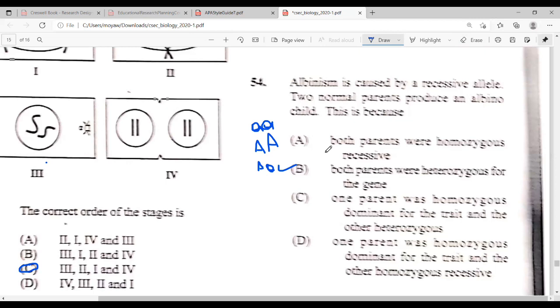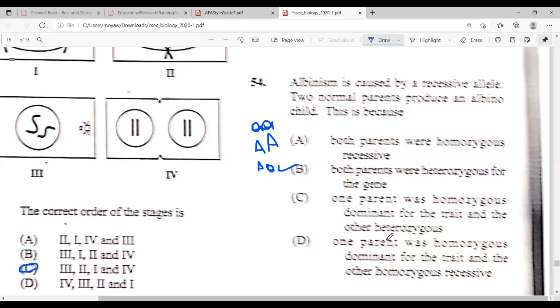Then B, both parents were heterozygous for the gene. This looks okay, because we know that they have to be heterozygous. And then C, one parent was homozygous dominant, which would have been this, capital A, and then the other is heterozygous, which would have been this, capital A, small a. But to get an albino child, both parents have to be heterozygous. So you can also do the cross to prove it.